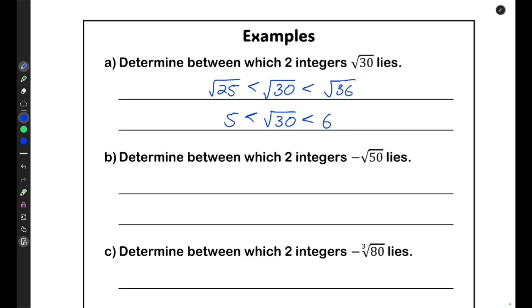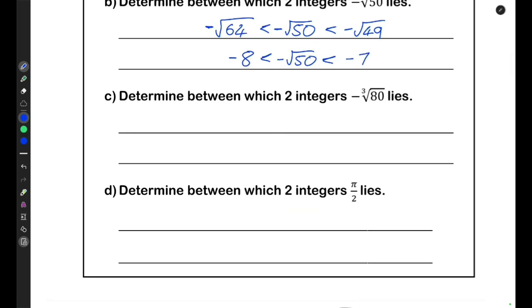Question B, determine between which two integers minus root 50 lies. So I'm going to start with that. And now I know 50 lies between 49 and 64. So I'm going to say 64 on this side, because remember I'm going to the negative side, and then 49 there. This is then minus 8, and this is then minus 7. Great, final answer. Question C, determine between which two integers minus the cube root of 80 lies. Okay, so my cube numbers tell me that that lies between 64 and 125. Because it's negatives, I can put the 64 on the right-hand side. And remember, it's cube root, and then cube root of 125, but it's also negative. So this is minus 5, and this is minus 4. And that's what the memo wants.